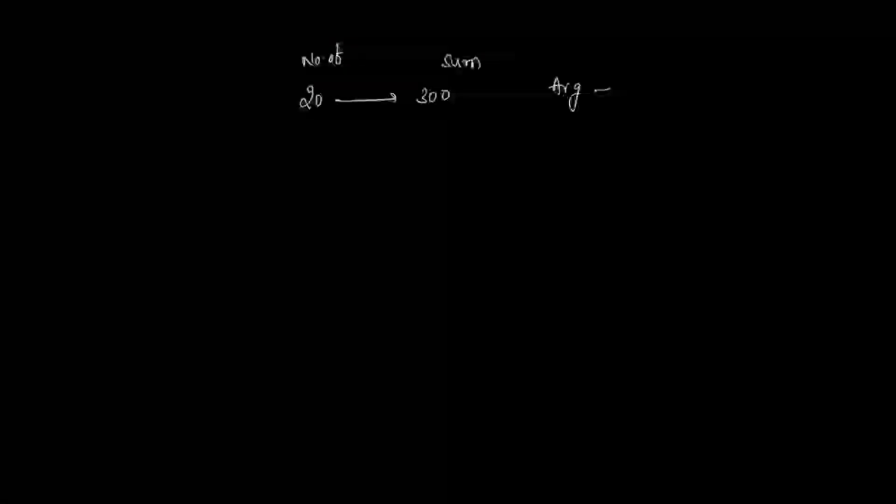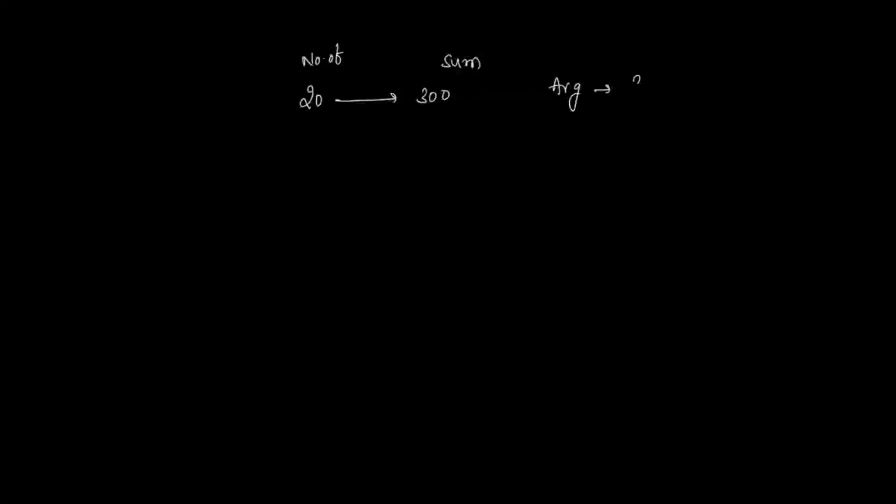If I say the total marks of 20 students in the class is 300, I am giving you the number of observations and I am giving you the sum. So I am asking you the average. Immediately you should be able to find out the average. 300 by 20, that is 15, is the average score of the class.